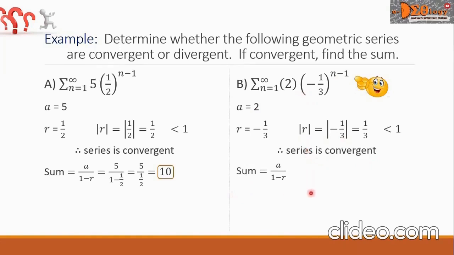Let us now substitute the values. The a becomes 2 all over 1 minus the r, which is negative 1/3. Negative and negative becomes positive, so 1 plus 1/3 becomes 4/3. And for this complex fraction, we can show that it is 2 multiplied by 3 over 4, and this will be simplified into 3/2. This is the final answer.